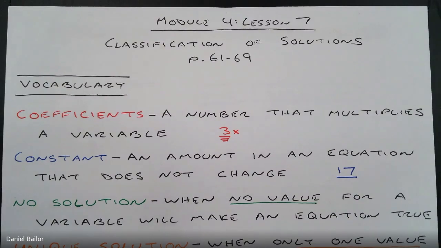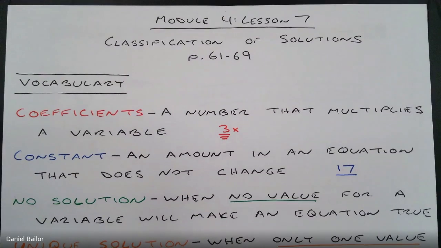Our third vocabulary word, which we've seen before as well, is no solution. No solution describes when there is no value for a variable that will make an equation true. There is nothing we can replace x with that will make the equation true. When x can be nothing, that means no solution. So no solution means nothing will work for x. There is no answer for x.